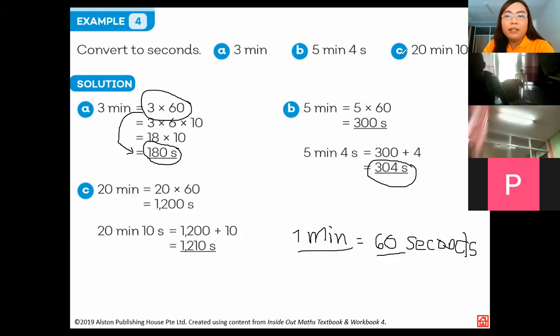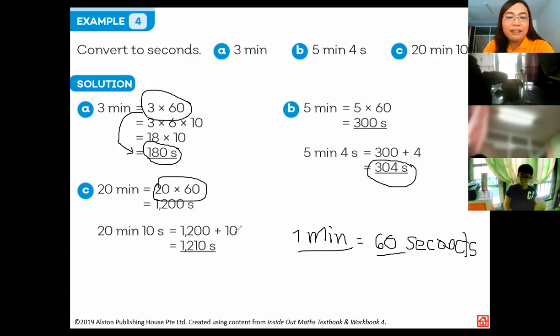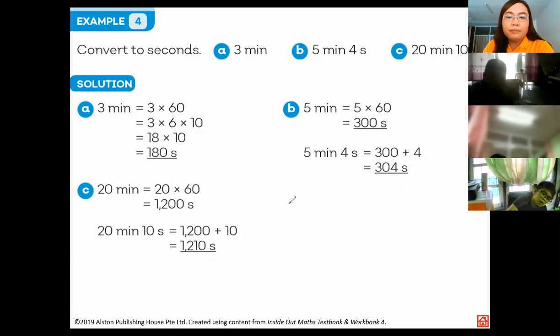Okay? Now letter C. We have 20 minutes and 10 seconds. So here's the solution. 20 multiplied by 60, that will give you an answer of 1,200 seconds. And we will just add 10 seconds. So that's 1,200 plus 10 is equivalent to 1,210 seconds. Okay, I'll give you another example.